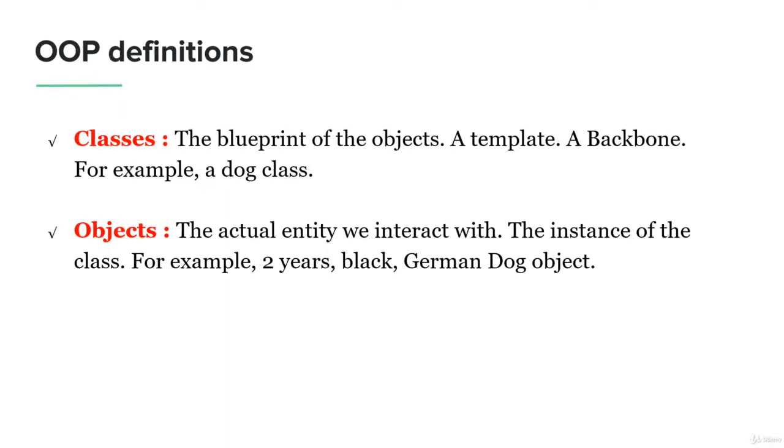So this is the backbone or a template for our code. But what we actually use inside our code is the object. The object is the actual entity we interact with. So it's the instance of the class. For example, we have a 2 years black German dog. So this is a dog object right now. So we first created a dog class for all dogs, okay? And now from this class, we are creating an object. So first we need to have the template, or the blueprint, which is the class. And then from this blueprint, we can create the objects, okay?